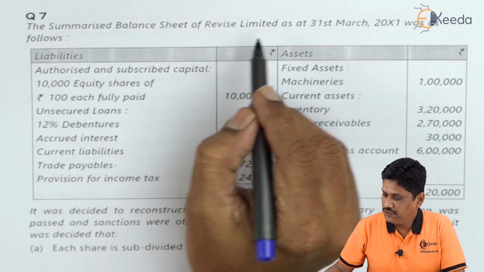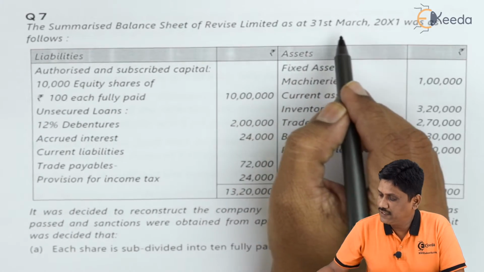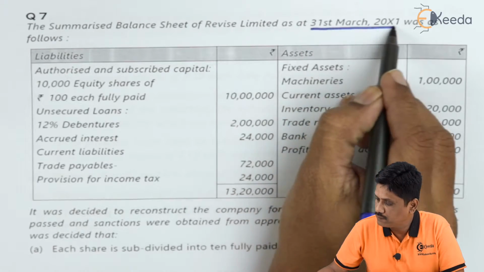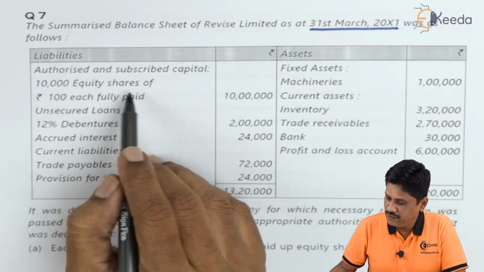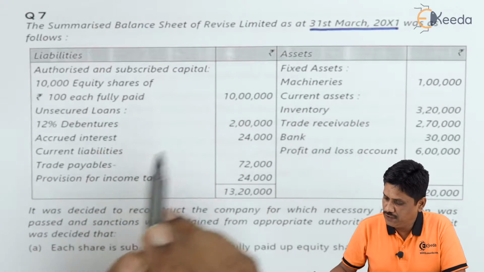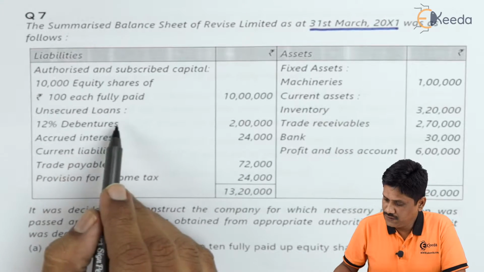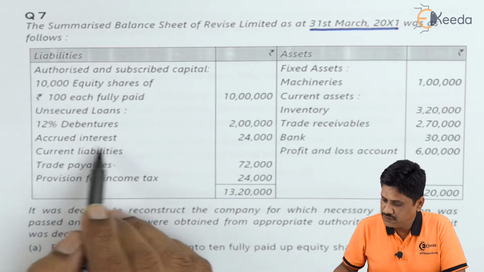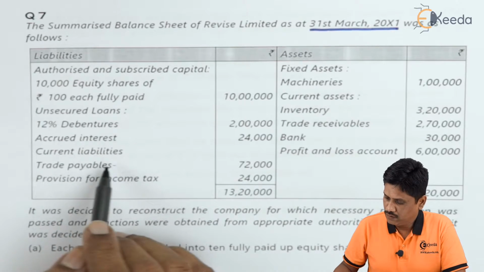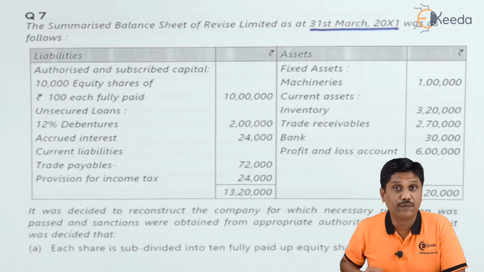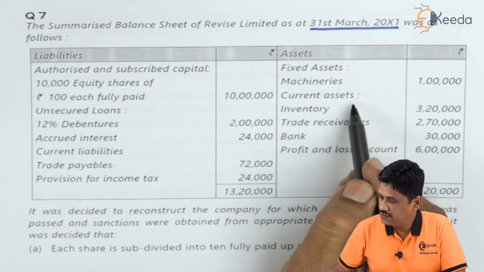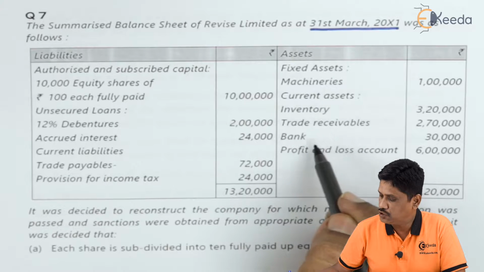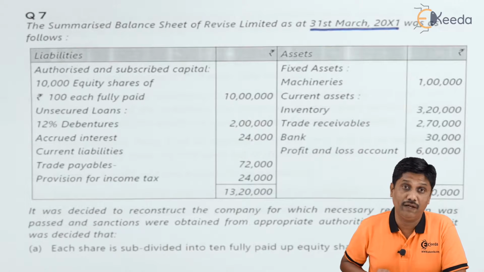The summarized balance sheet of Revise Limited as at 31st March 20x1 was as follows. Authorized and subscribed capital 10,000 equity shares of 100 each fully paid. Unsecured loan include 12% debenture, accrued interest on that. Current liabilities include trade payable and tax provision. Fixed asset include machinery. Current assets include inventory, trade receivable, bank and P&L account debit balance, which is a loss for you.